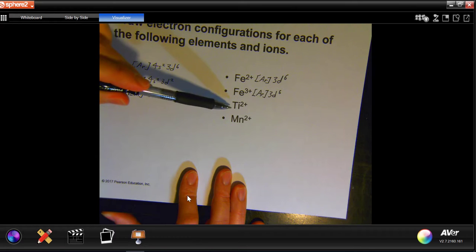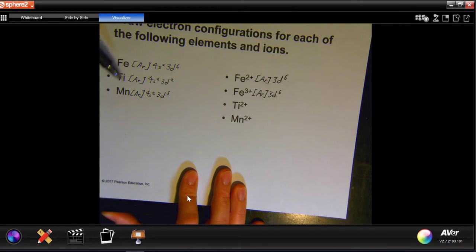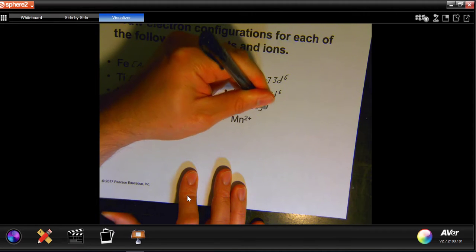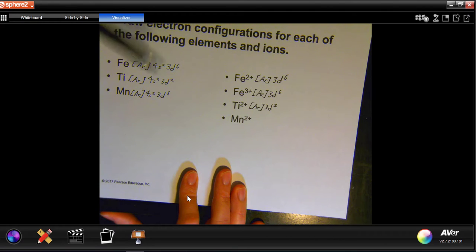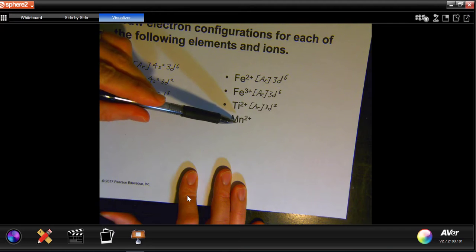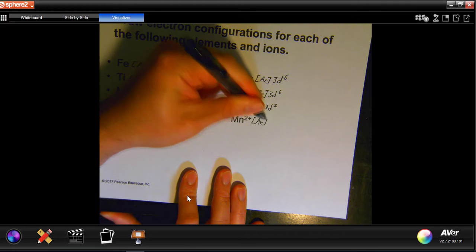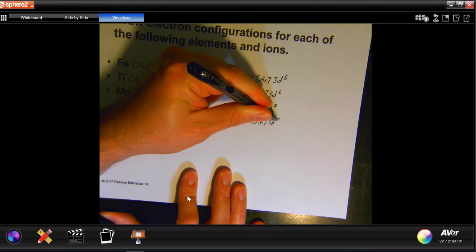The next one we have is titanium plus 2. So we'll see what titanium is, and then we'll lose 2 electrons, again losing the 4s electrons first. That's exactly how many electrons we need to lose. So we'll have argon and then 3d2, having lost those 2 s electrons. Manganese, same thing, losing 2 electrons. So we'll have argon and then 3d5.